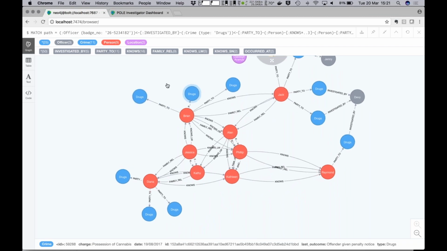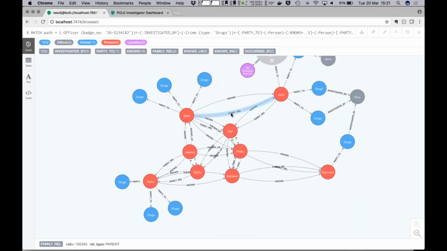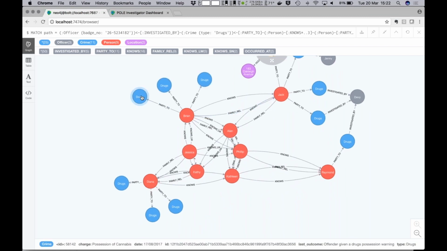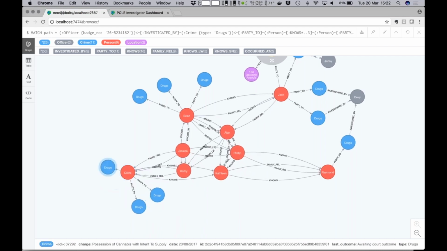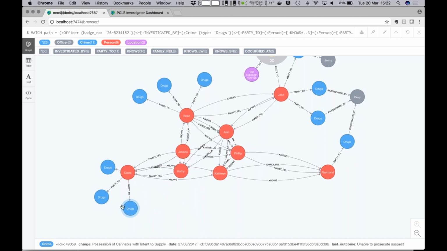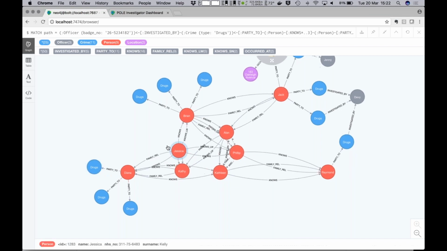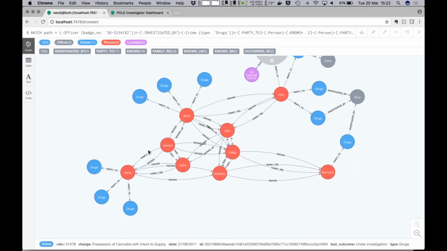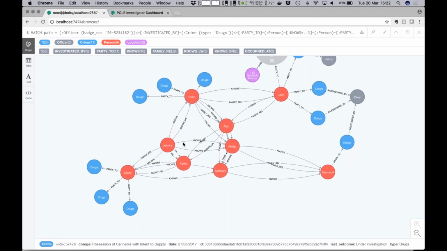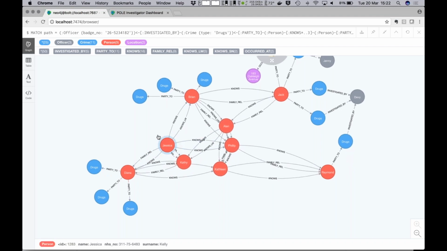We have Brian, who we saw in the last graph, who is Jack's dad. So he has been associated with some possession of cannabis charges. And then we have someone new in the graph, Diana. And Diana is also associated with possession of cannabis with intent to supply crimes. Diana's mother, Jessica, also lives with Brian. And she knows Philip.